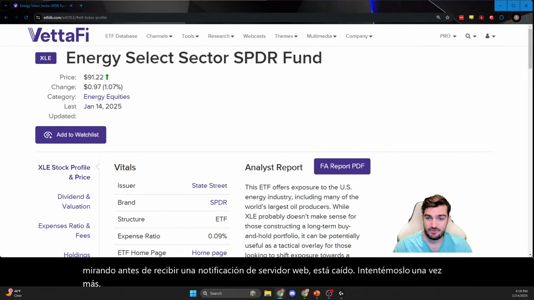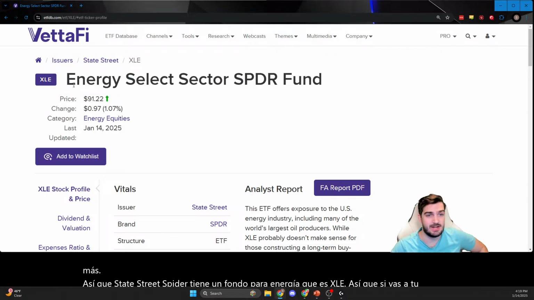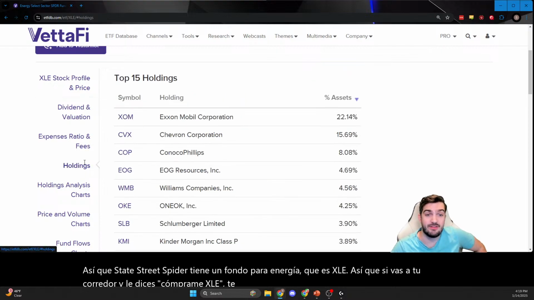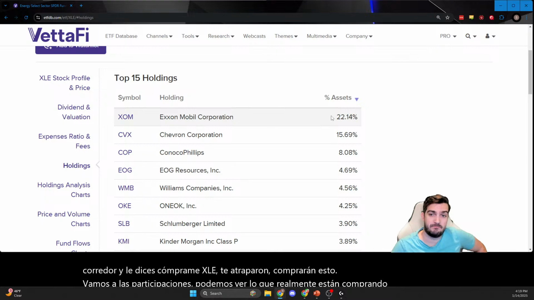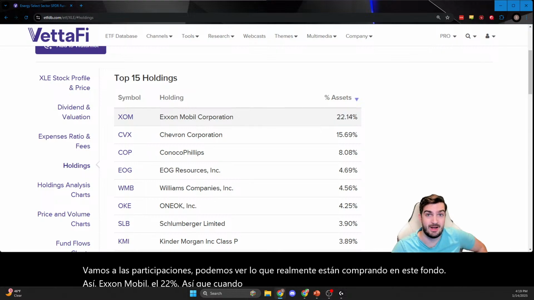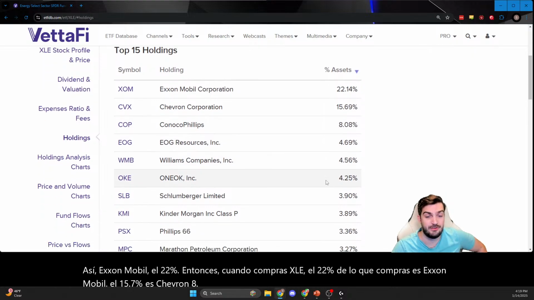So State Street Spider has a fund for energy, which is XLE. So if you went to your broker and said, buy me XLE, they'll buy this. If we go to holdings, we can see what they're actually buying in this fund. ExxonMobil, 22%. So when you are buying XLE, 22% of what you're buying is ExxonMobil. 15.7% is Chevron, 8.1% ConocoPhillips, so on and so forth.